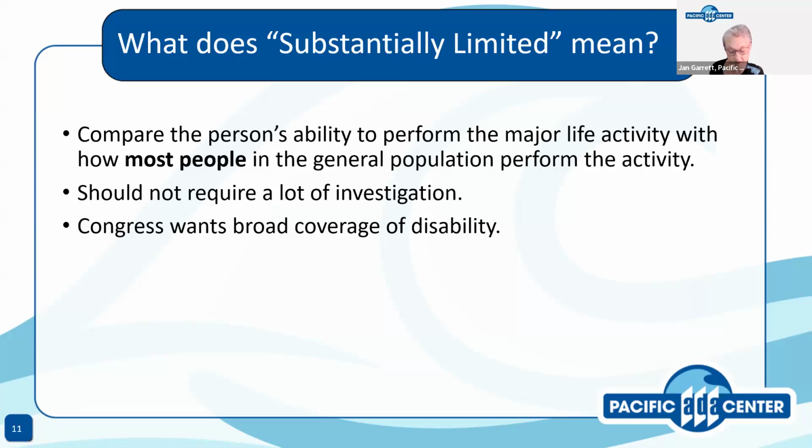One example could be if it takes somebody normally 15 minutes to walk half a mile, but it takes somebody who is substantially limited in the major life activity of walking 45 minutes to move half a mile, that person could be substantially limited. If you're in a quiet room with one other person and you cannot hear that other person talking, you could be substantially limited in the major life activity of hearing. So it's what most people in the general population can do. And Congress said when they passed, in particular, the ADA Amendments Act in 2008, that they want broad coverage of disability. They want a lot of people to be assumed to be covered by the ADA.